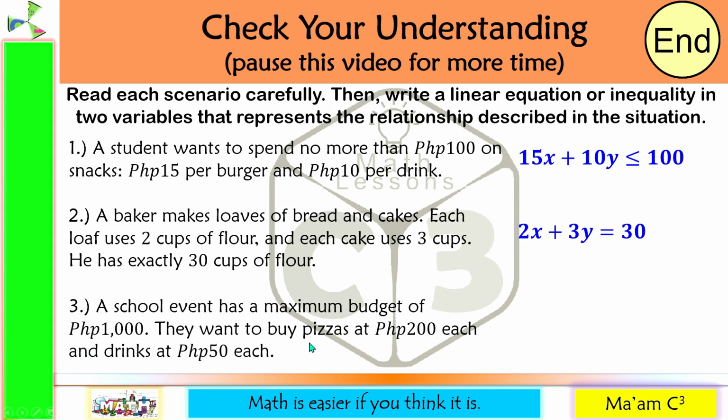Last one, a school event has a maximum budget of 1,000 pesos. They want to buy pizzas at 200 pesos each and drinks at 50 pesos each. Maximum budget is 1,000 pesos. So it could not go beyond that. It could be equal to 1,000 or less than. So we have 200x, x for the pizzas, plus 50y, y for the drinks, is less than or equal to 1,000.